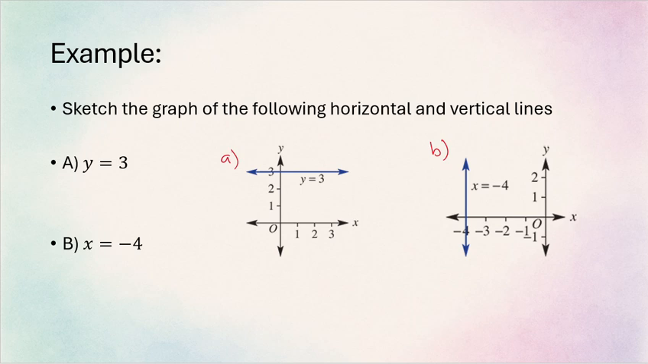Sketch the graph y equals 3. I've already sketched the graph for you, but typically you will draw your Cartesian plane, then wherever you see y equals 3, find 3 on the y-axis and draw a straight line across. That's it. Same thing as x equals -4. You find -4 along the x-axis, as you can see, I've identified x equals -4 right here. So I'm just going to draw a vertical line going up and down, and that's it.